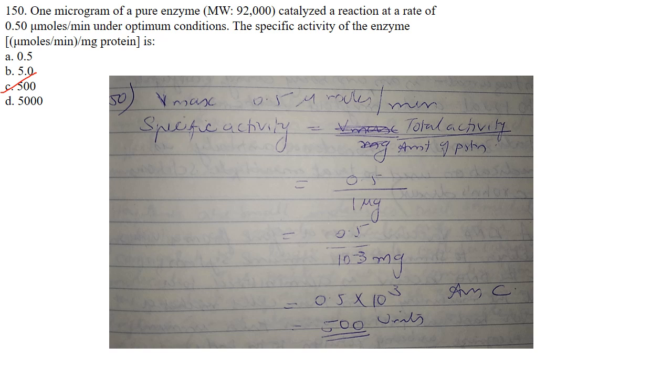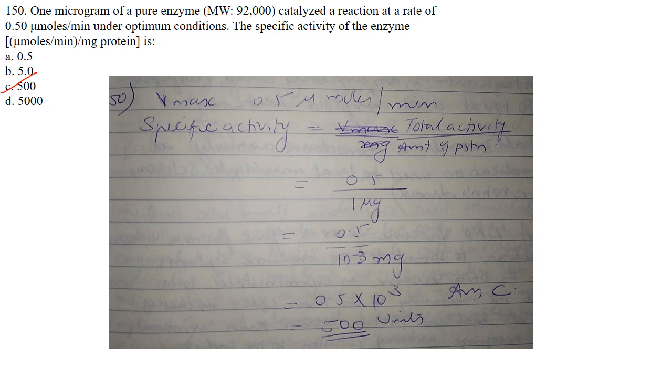Then next one. One microgram of pure enzyme, molecular weight 92,000, catalyzed a reaction at a rate of 0.5 micromoles per minute under optimum condition. What is the specific activity of the enzyme, that is, in micromoles per minute per milligram protein?